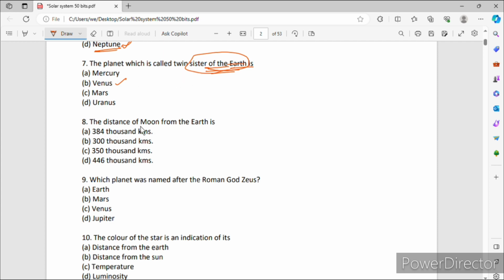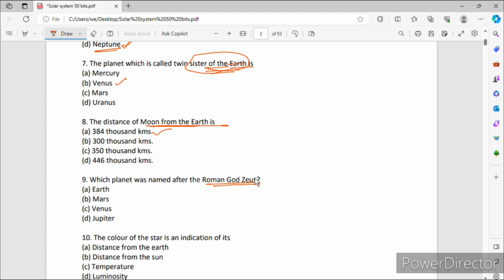Okay, next question is the distance of moon from Earth. Options given are 384,000 kilometers, 300,000 kilometers, 350,000 and 446,000 kilometers. See, the answer is 384,000 kilometers. Okay, next question, if you see, which planet was named after Roman god Zeus?